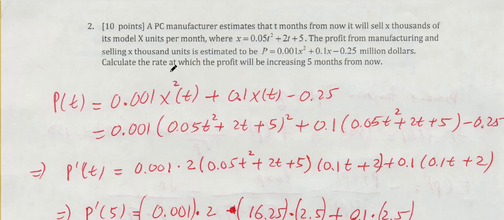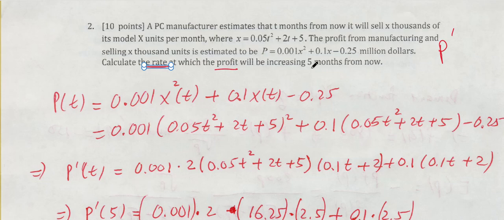So the key word here is we are finding the rate of the profits. Remember, the rate of change is the derivative function. So all we have to do is we are finding the P prime. P is the profits. The rate of that, which is P prime. So all we have to do is P prime, and then plug in t to be 5 months, and then estimate or find the value.